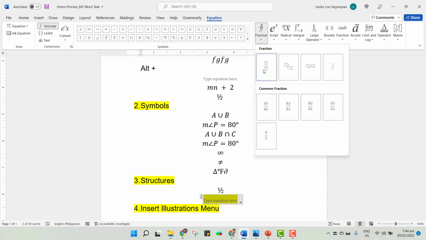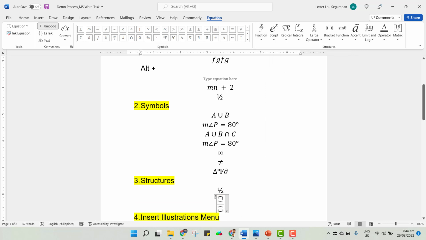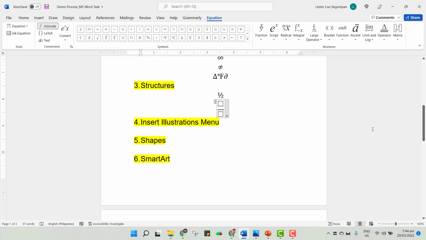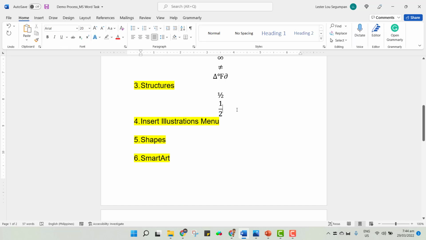So I would like to use this because this is not confusing the students. I'm going to click that one here. I'm just going to fill in this portion here for my fraction. So my one half, this would be 1, and this would be 2. That's how we insert a fraction.